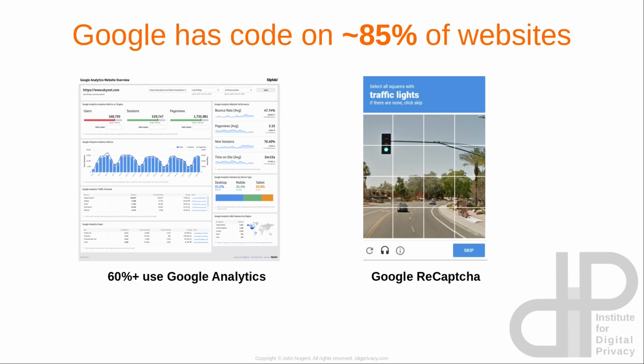Google Analytics and Google Recaptcha are one of the biggest threats to online privacy, as they give Google the capability to track you across most of the internet with a significant level of detail.